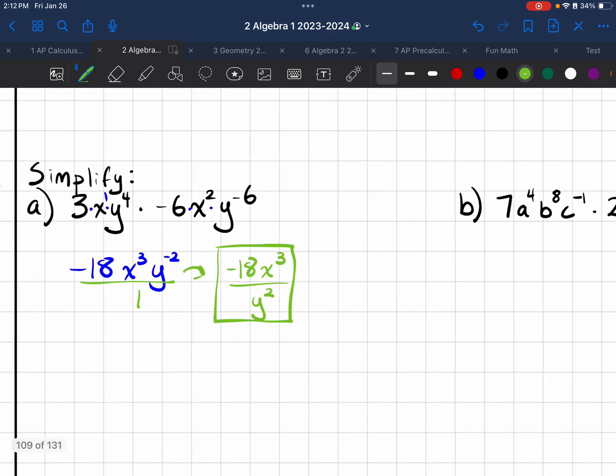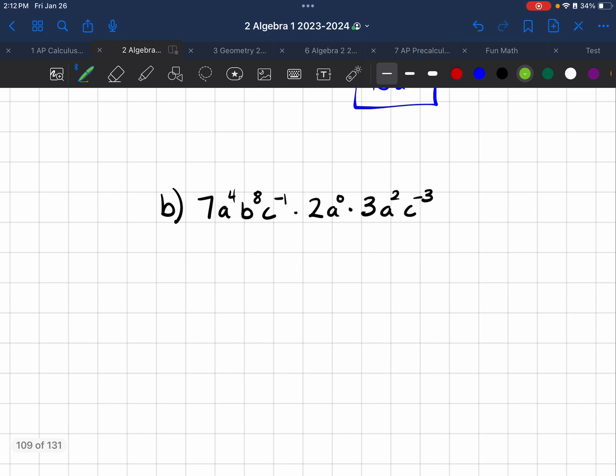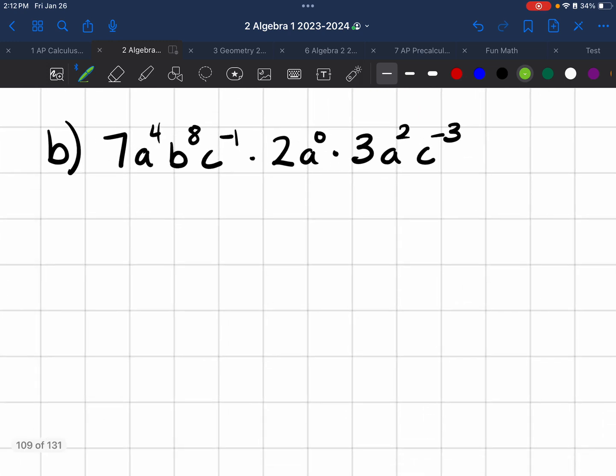Our last example for our notes is B, which looks like a monster. Look at this thing. I have a bunch of multiplication happening. Everything is being multiplied. First, I'm going to deal with the coefficients, 7, 2, and 3. Well, 2 times 3 are smaller, so I'm going to start there. 2 times 3 is 6, and 6 times 7 is 42. So my coefficient out front is going to be 42.